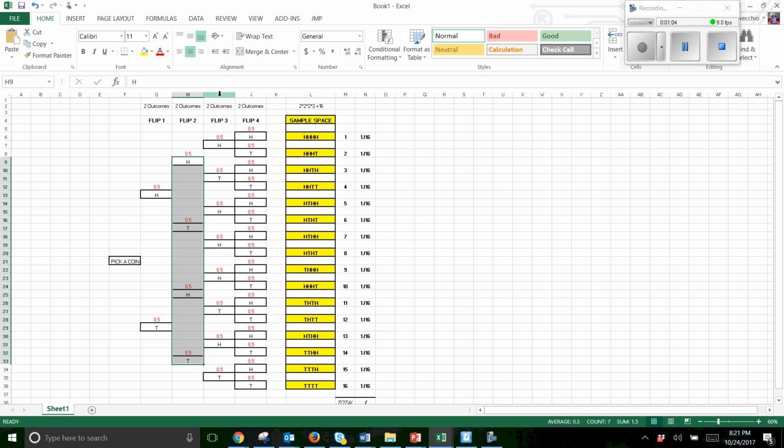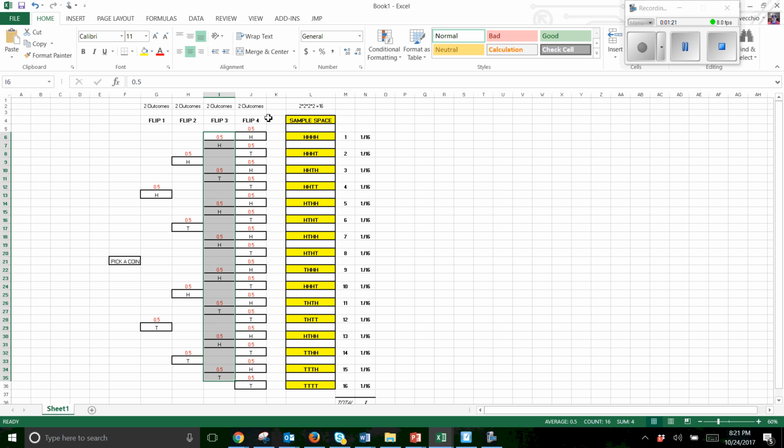So going to 3 flips, again, for each one of those outcomes you have another flip, so you have another 2 possible outcomes. So now you're up to 8 possible outcomes. And again, each one of these are equally likely. And if you were to multiply down the branches, you're looking at 1/8.